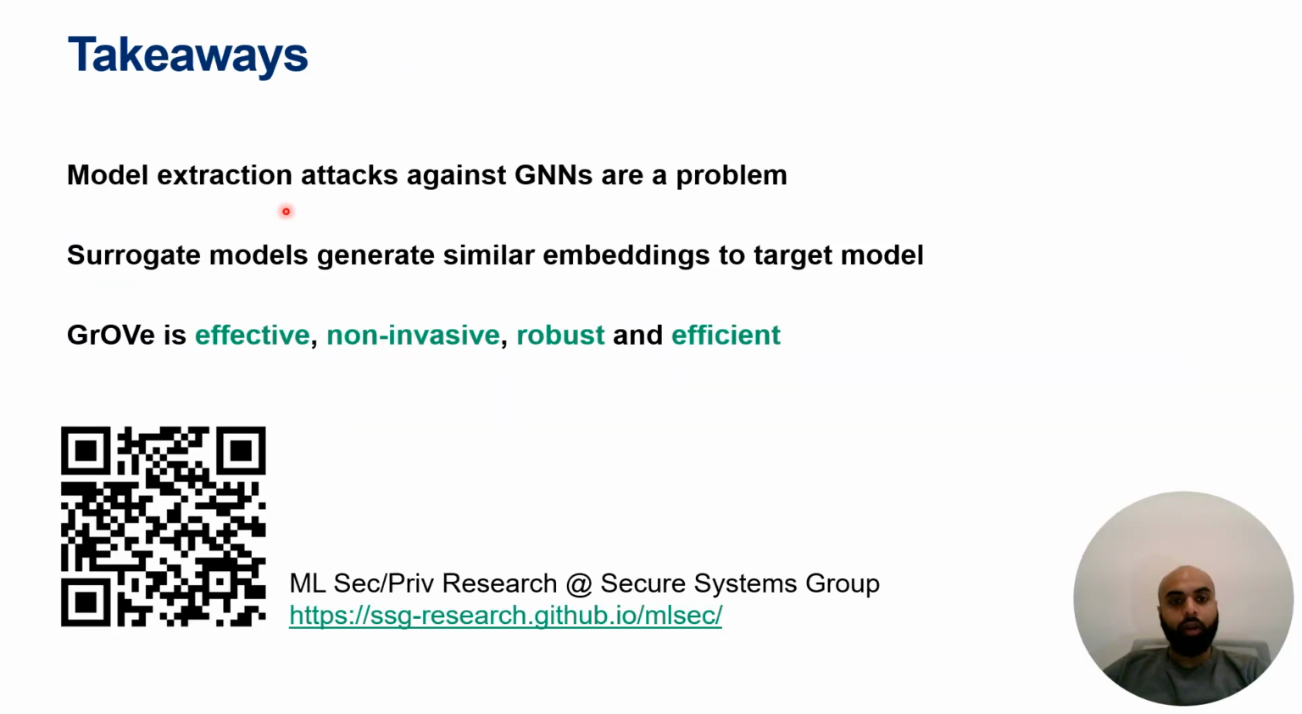Thus, the main takeaways of our work are, firstly, identifying that model extraction attacks against GNNs are a problem. We found that surrogate models generate similar embeddings to the target model, and we bring about GrOVe, which is effective, non-invasive, robust, and efficient.